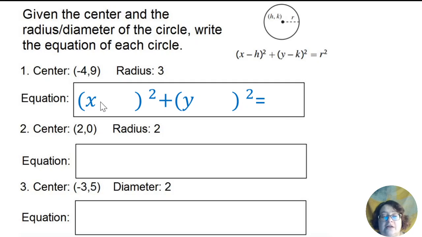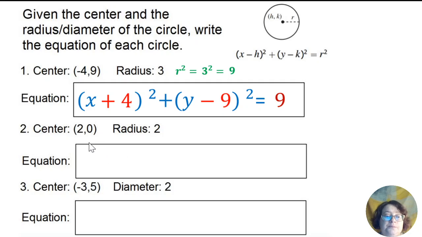So I'm just going to start left to right. Our center, our x value is -4, so I want to flip that. It's going to be plus 4. Our y value is 9, so I'm going to flip that as well. So we have -9. So (x plus 4) squared plus (y minus 9) squared equals, and then I need the radius squared. So the radius is 3, so r squared is 3 squared, or 9.